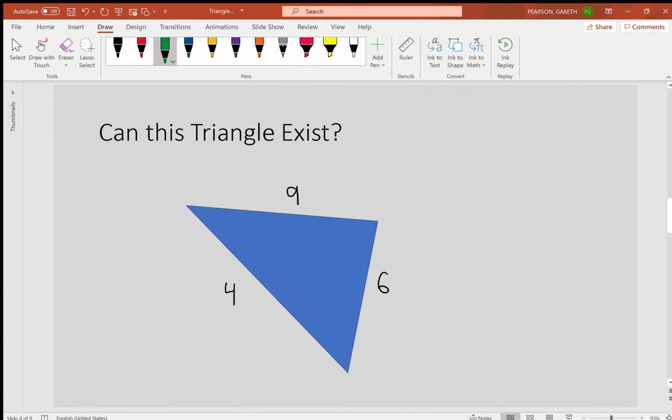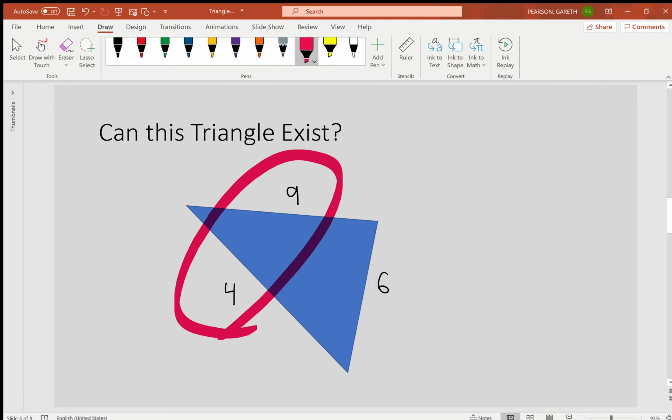So we want to find out, can this triangle exist? Is it real? Is it legitimate? Who knows? Let's try it out. Basically, we're going to do the same thing we did in the last one. We're going to do 4 plus 9. Okay, so 4 plus 9 equals 13, and 13 is bigger than 6, the remaining side. Okay, this checks out. So far, so good.